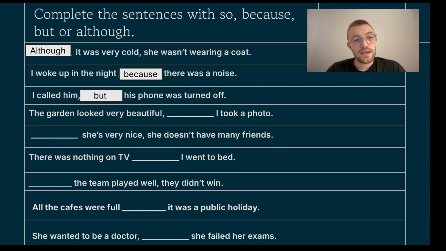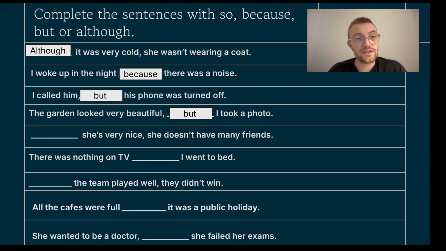The next one there. The garden looked very beautiful. I took a photo. Right? So this one, what is the consequence and what is the cause? The consequence is taking the photo, and the cause is the garden looked very beautiful. So if we've got the cause first and the consequence after, we're going to say, I've put in but. It should be so. The garden looked very beautiful, so I took a photo.